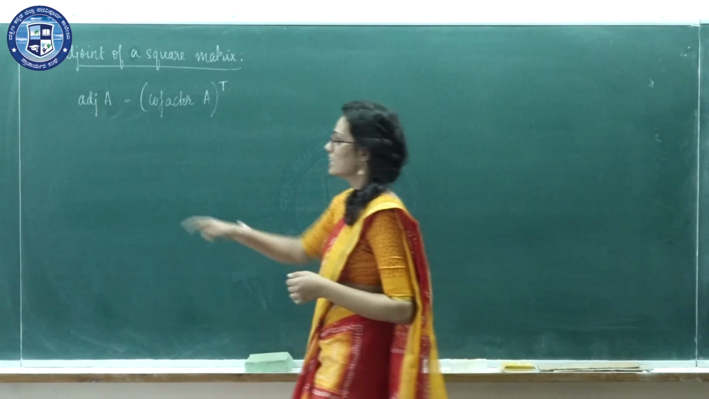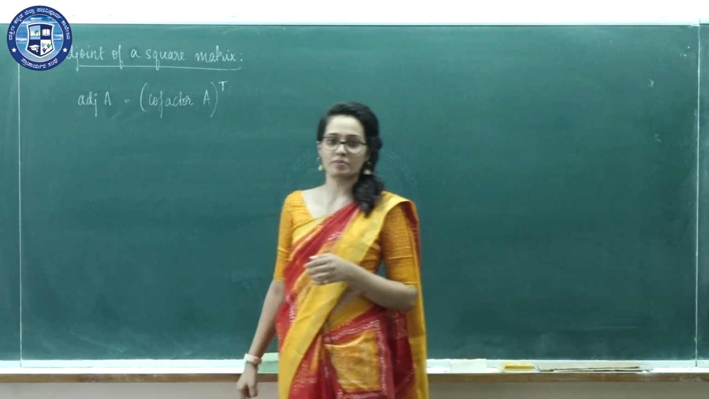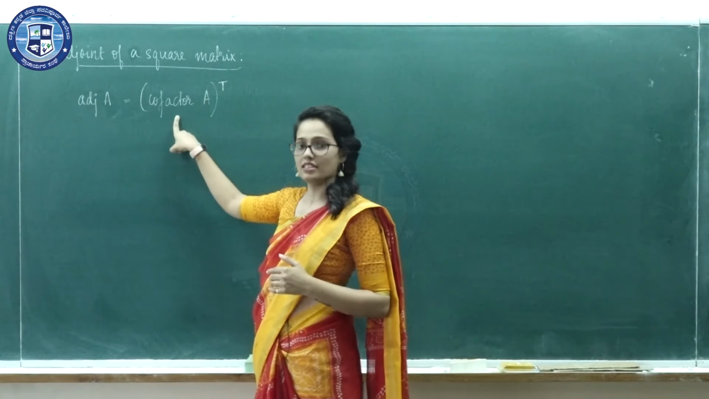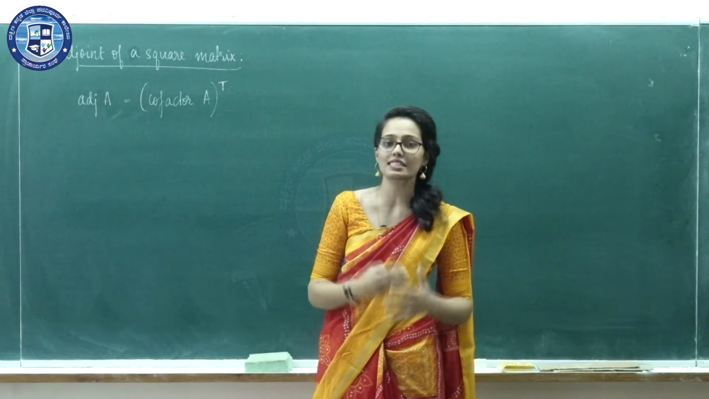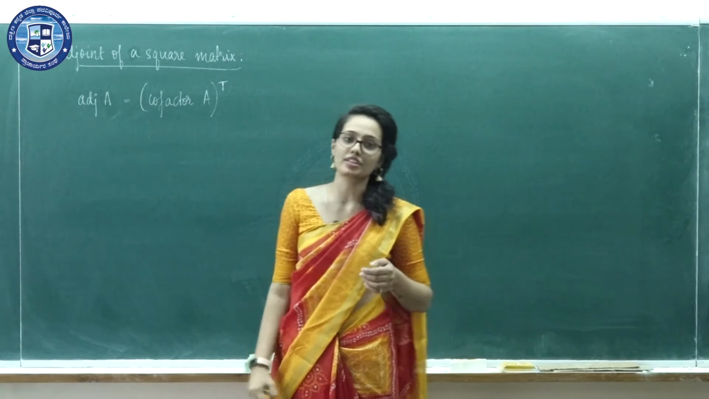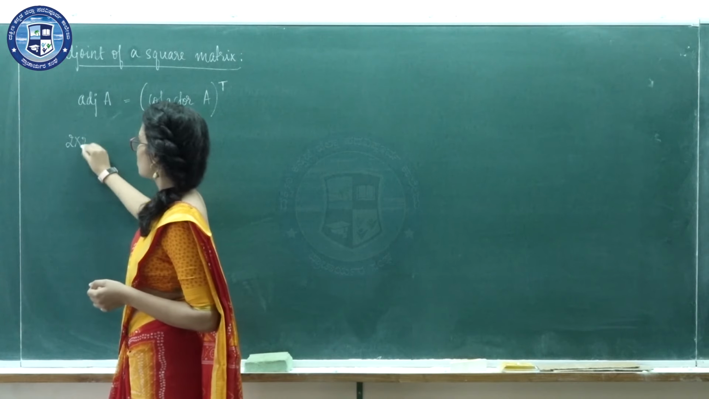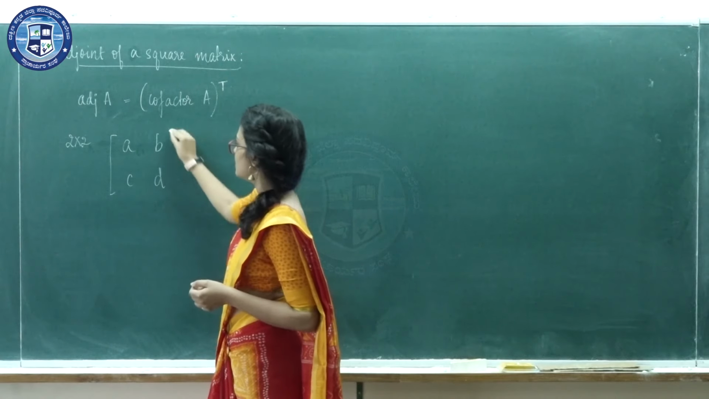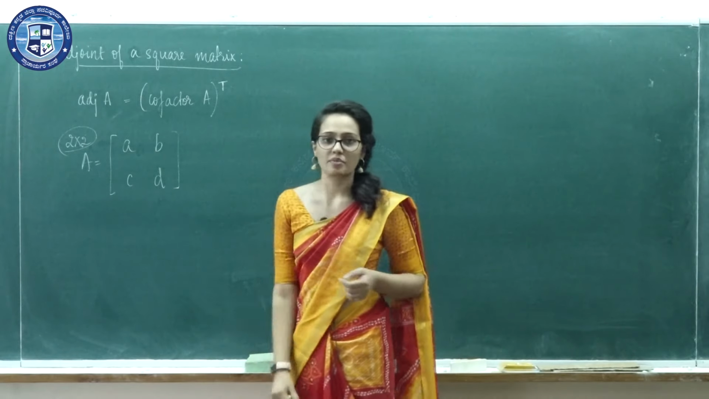Next definition, adjoint of a square matrix. It is denoted by adjoint A, you read it as adjoint A. So if A is any square matrix, then adjoint A is nothing but the transpose of the cofactor matrix. So when solving the problems, first we will find the cofactor matrix and then take the transpose, and that is nothing but the value of the adjoint of A. Okay. So let's take an example taking a 2 cross 2 matrix. So I'll take a matrix A, B, C, D.